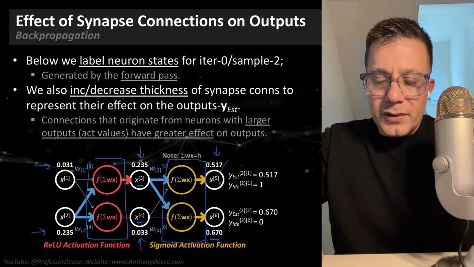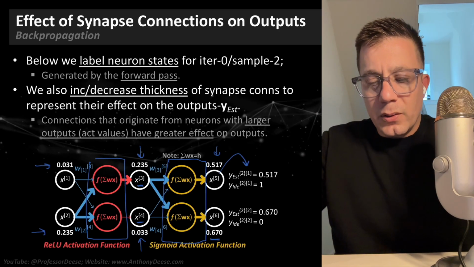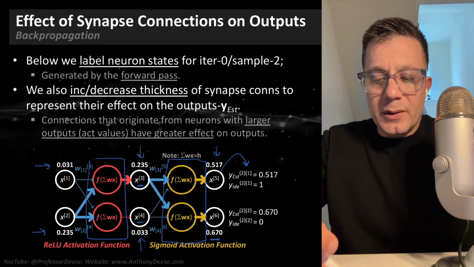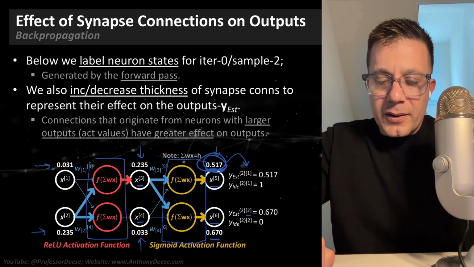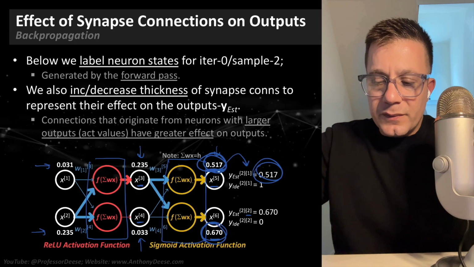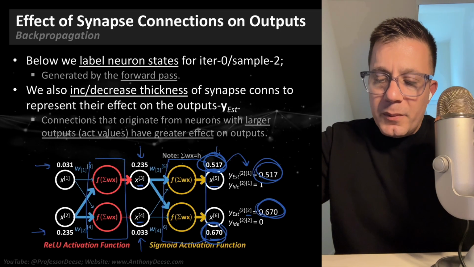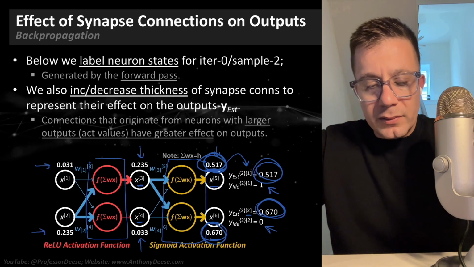We've already seen previously that y estimated superscript 1 is equal to x5. The second element is equal to x6. So this value here is the same as this value here. This value is the same as this value. And we can compare it to the ideal outputs.